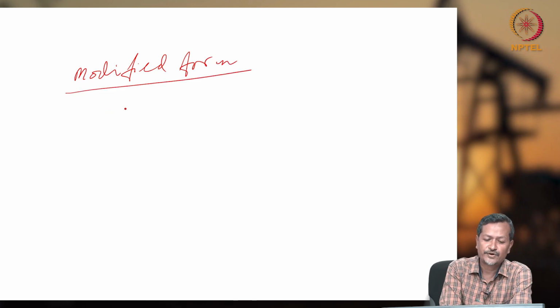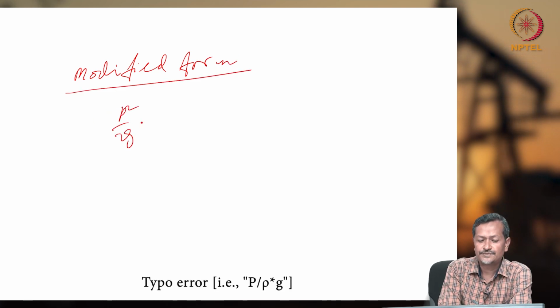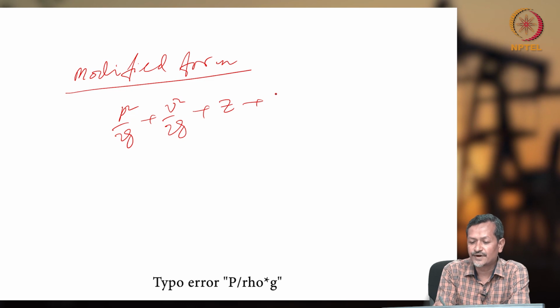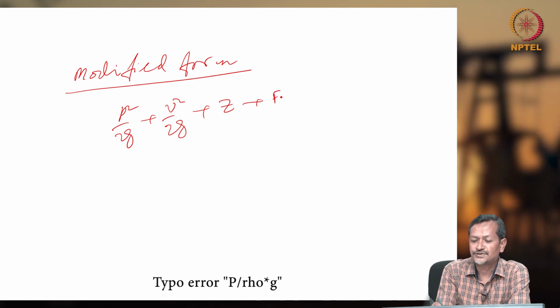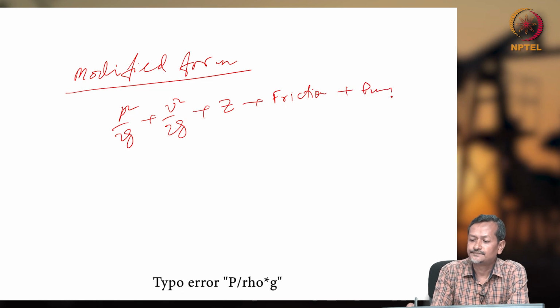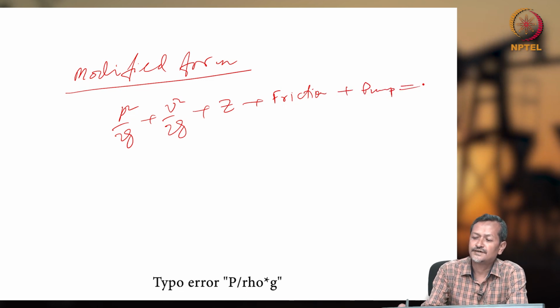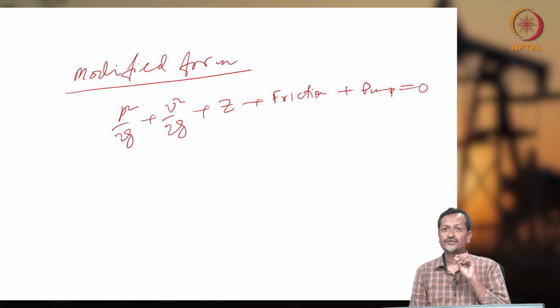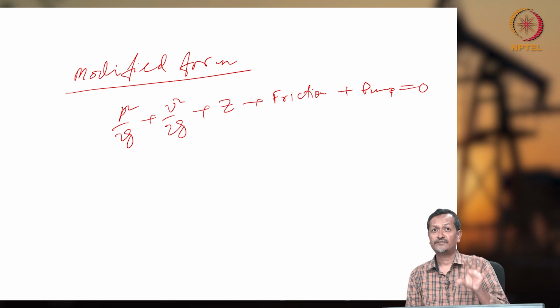So in modified form, what do you do? P by rho g plus V square by 2g plus z plus friction factor term, friction or pump or any other energy going into the system or going out of the system. That also you have to include. That will be the modified form. Then the Bernoulli equation will be valid.